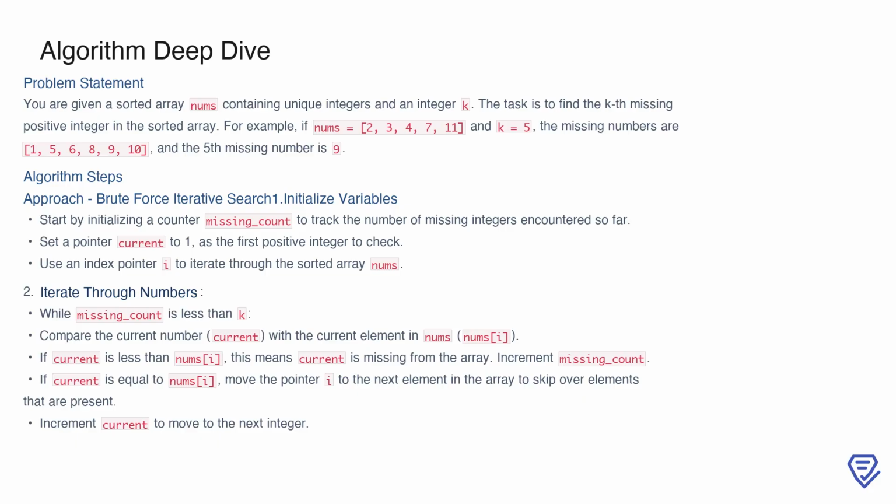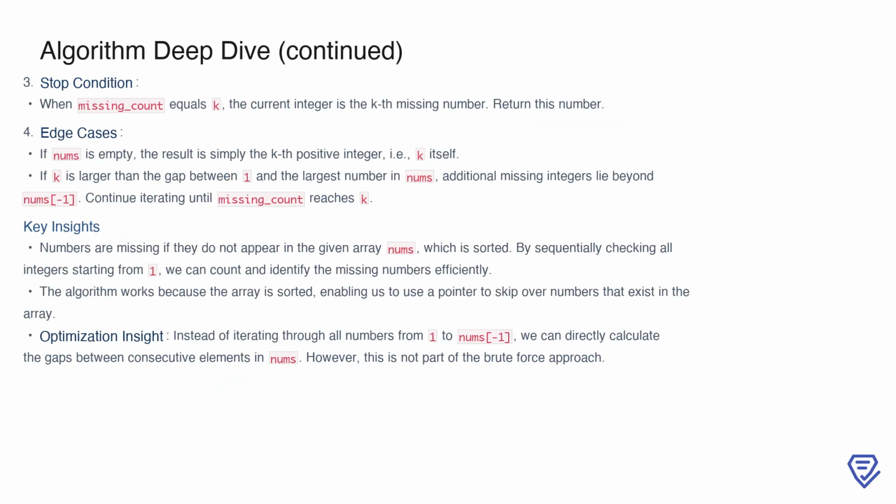If it is present, we move the pointer I to the next number in the array. This process continues until missing_count reaches k. The process ends when the count of missing numbers equals k. At this point, the current value of current is the kth missing number, and we return it.